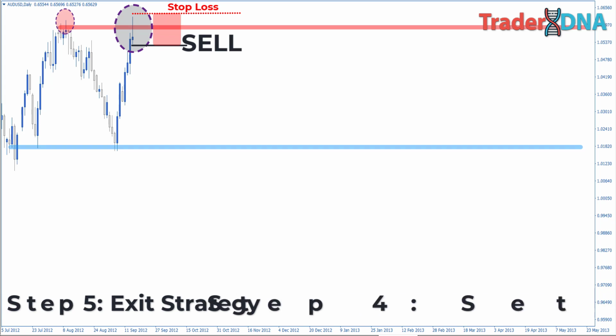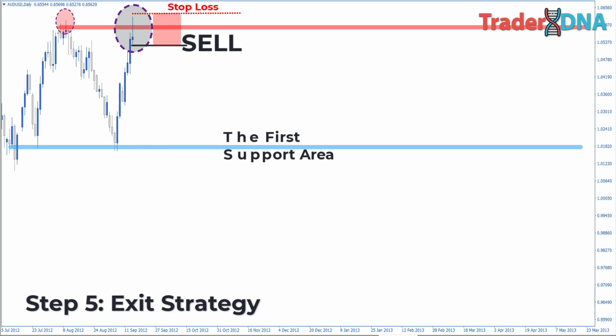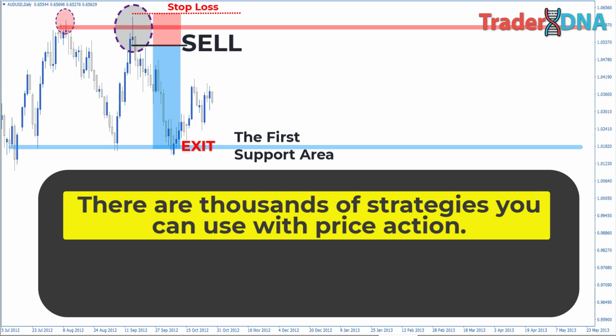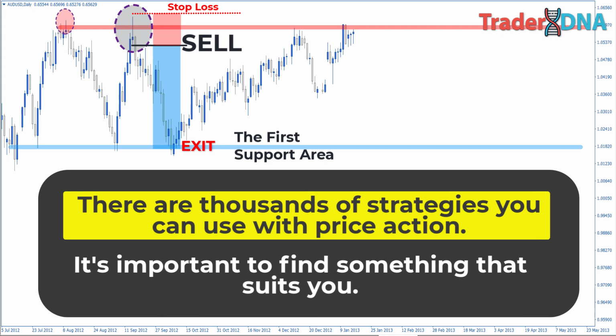Step 5. Exit strategy. Your exit strategy is when you reach the first support or resistance level on your chart. As you can see, the price reaches a certain point and then halts. Once we notice the price action stalling, we immediately exit the trade. Price action is another fundamental element to learn when trading in markets. There are thousands of strategies you can use with price action. It's important to find something that suits you.